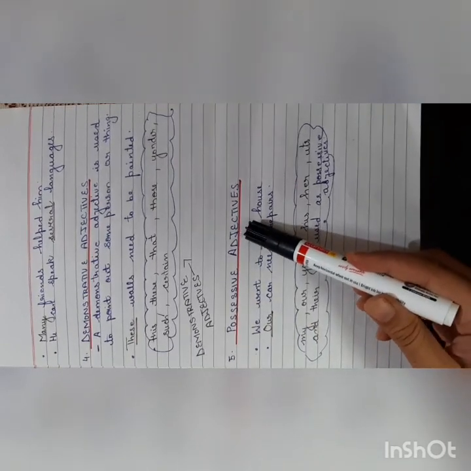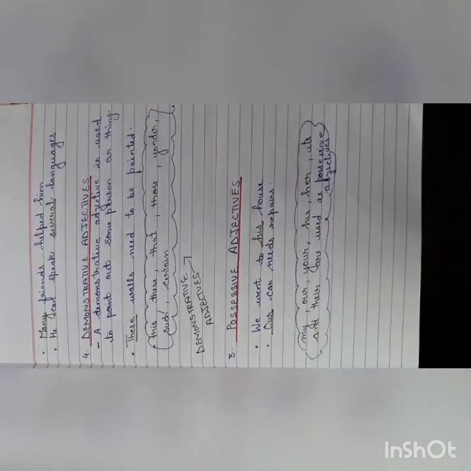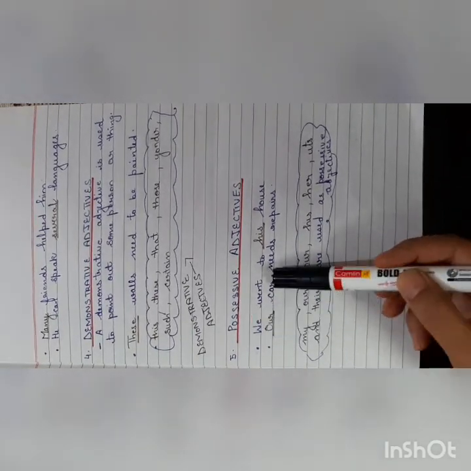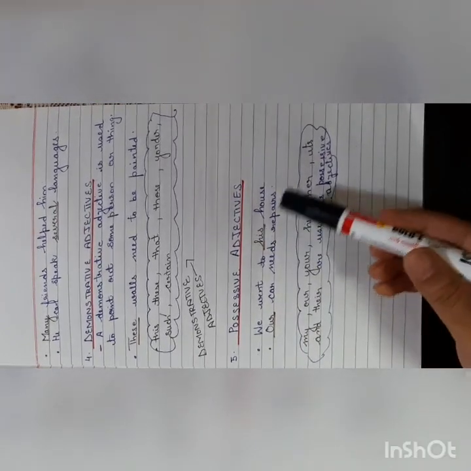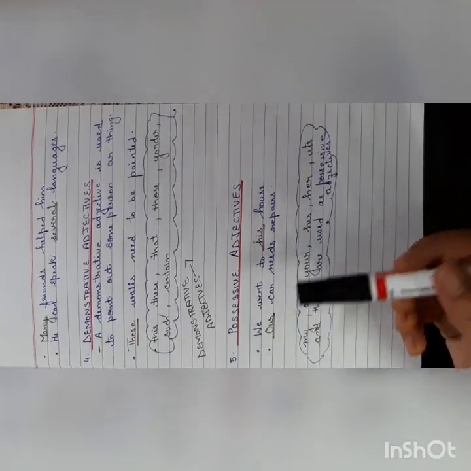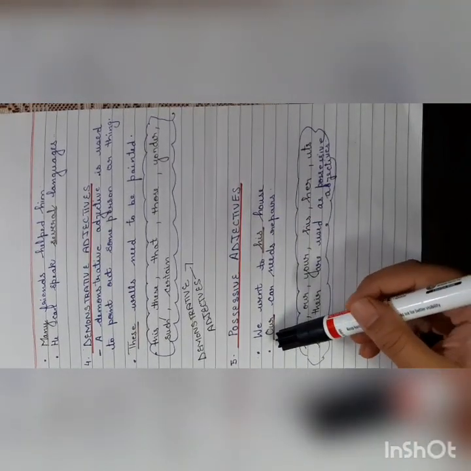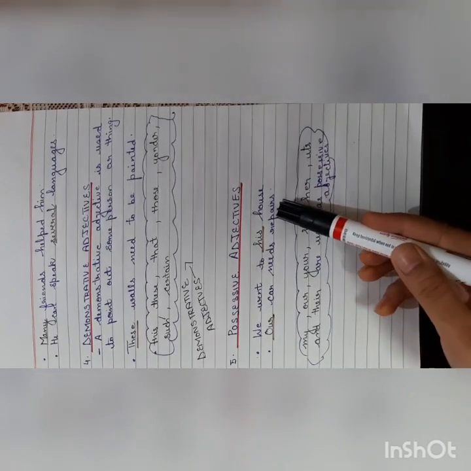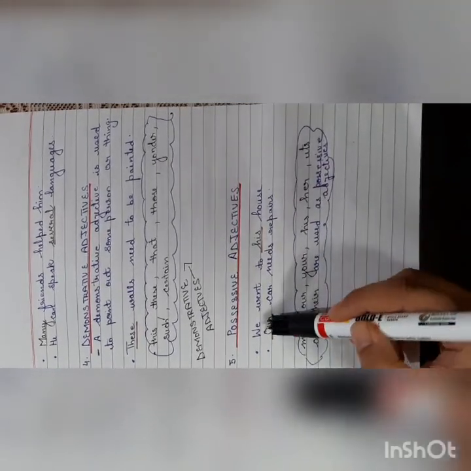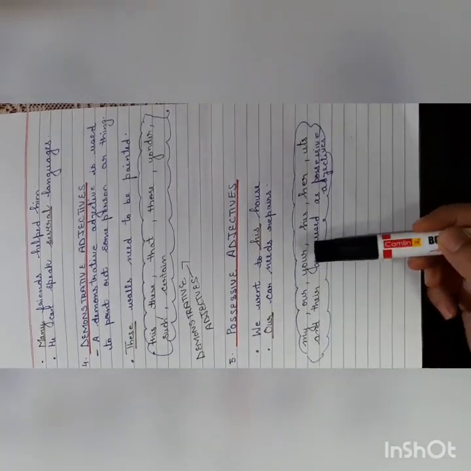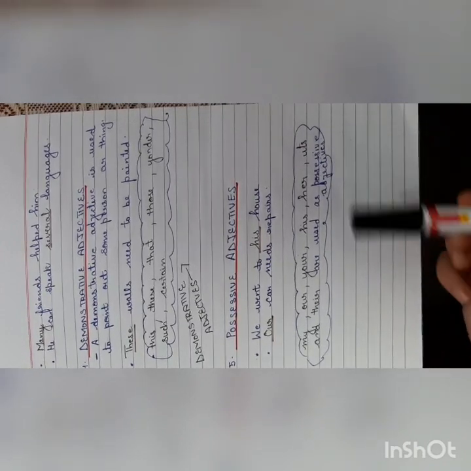Possessive adjectives show possession. Possession means ownership. For example, we went to his house. Now his is possessive adjective because it is describing the possession. Noun, house belongs to whom? His. Our car needs repair. Now our is possessive adjective. So possessive adjectives are my, our, your, his, her, its and their.